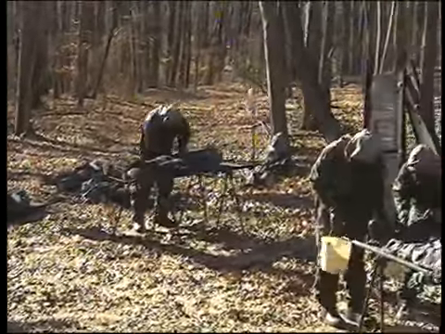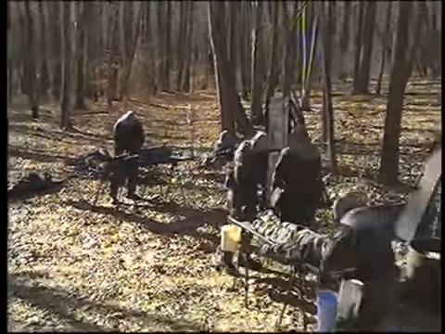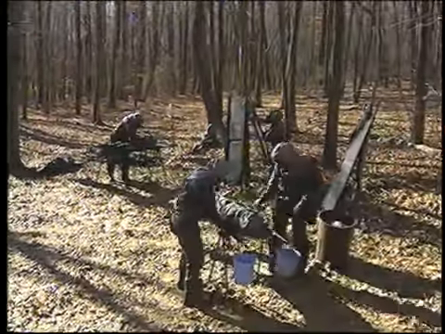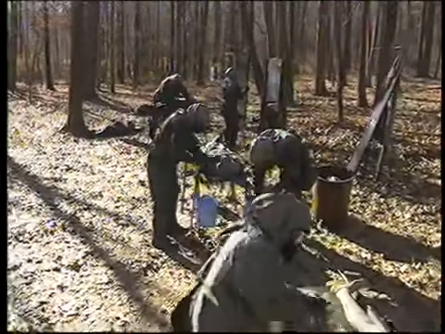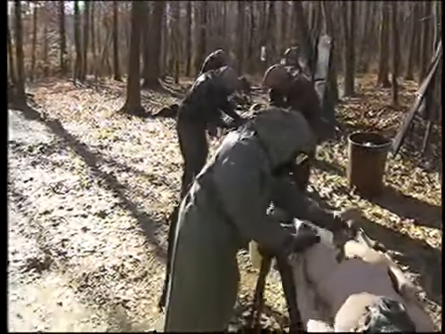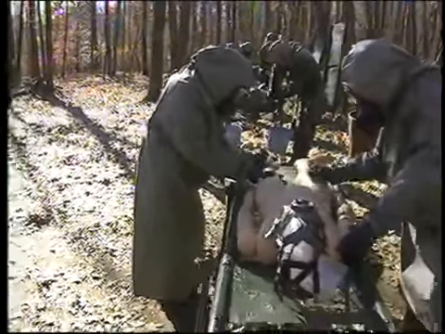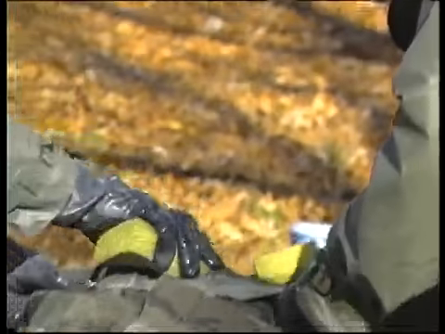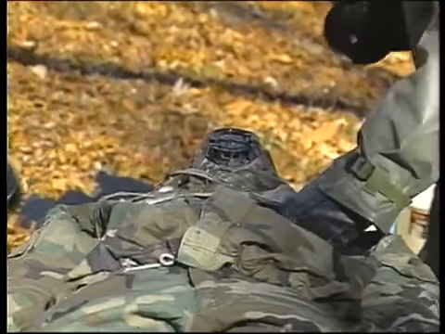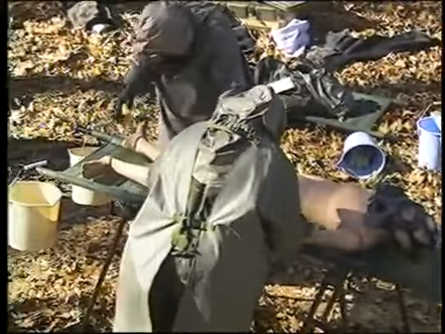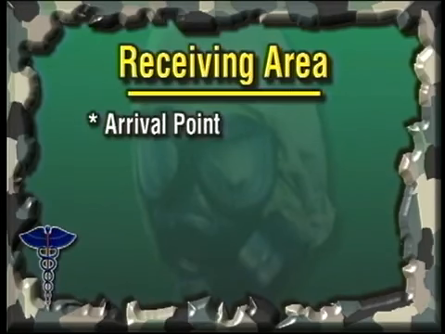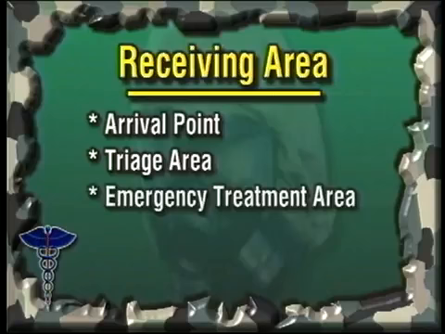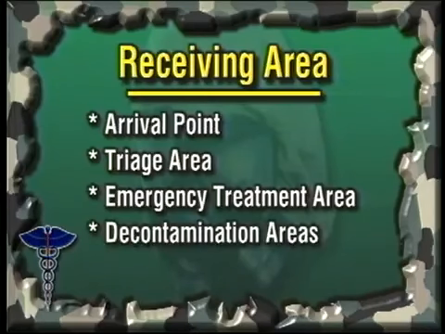In a contaminated environment, casualties enter a medical treatment facility through the contaminated casualty receiving area. This occurs at all echelons of medical care that are at risk for receiving contaminated casualties. The purpose of this area is to provide for the removal of all chemical contamination from the casualty before he enters the clean medical treatment facility, and as a result to maintain a contamination-free treatment area where maximal medical care can be provided. The components of this receiving area are the arrival point, the triage area, the emergency treatment area, the decontamination areas, and the hotline.